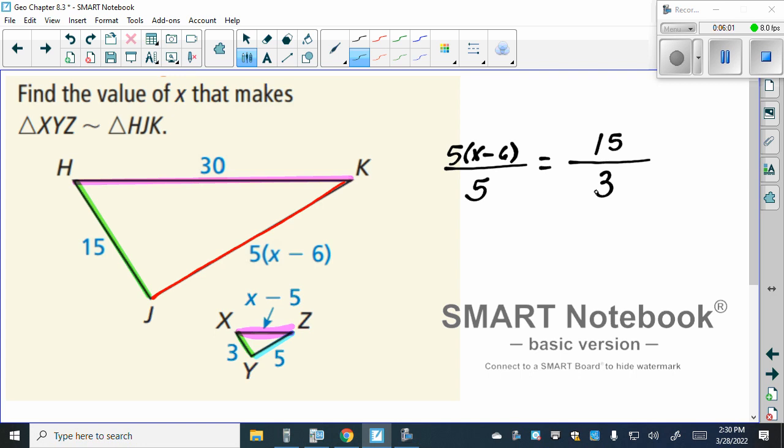Now, at this point, for the last few, we've gone about multiplying, trying to get the variable by itself, yes? Can I divide 15 by 3? What is 15 divided by 3? 5, yes? Well, wait, can I simplify anything in the other one?